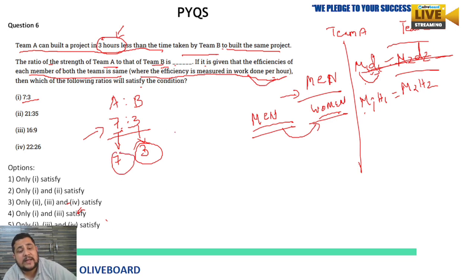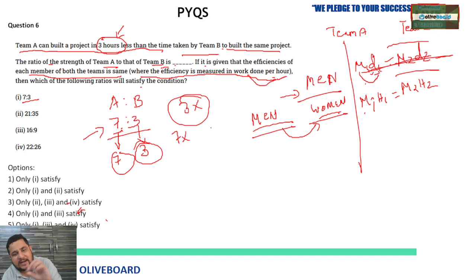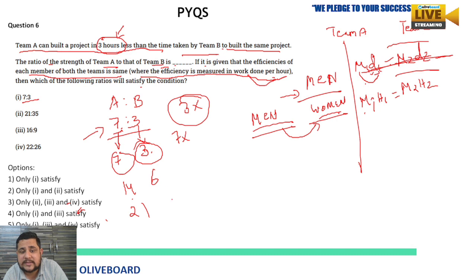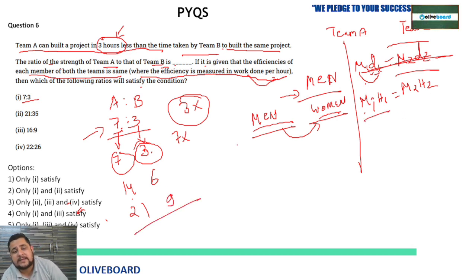Or if you want to assume 7x members from team A, 3x members from team B, that also you can take, it will not change the answer. Because if the value of x is 2, it will become 14 and 6. If the value of x is 3, 7 3s are 21 and 3 3s are 9. But when you put it into this form, it will be cancelled easily. Ultimately you are going to get 7 is to 3.